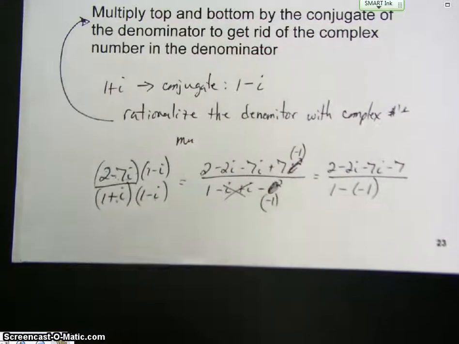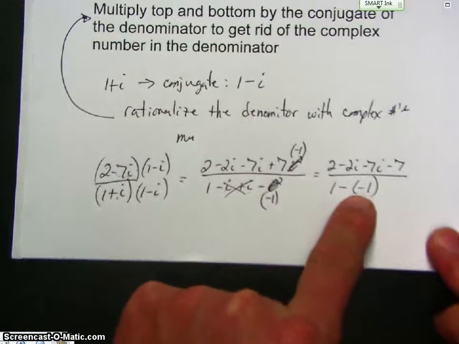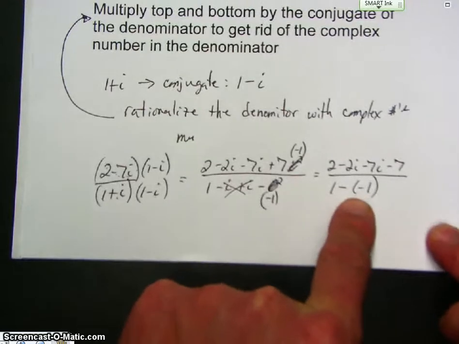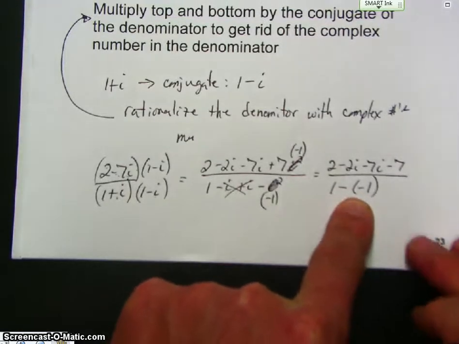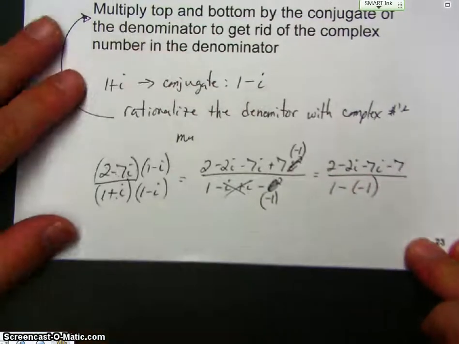And look here. I'm not even finished with the problem yet, and I've just now noticed there are no more i's or radicals in my denominator. So that means I'm doing something right. So now all I'm going to do is finish combining like terms, and then we should be good to go.